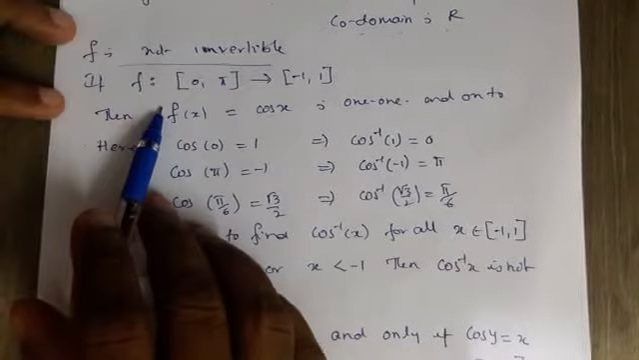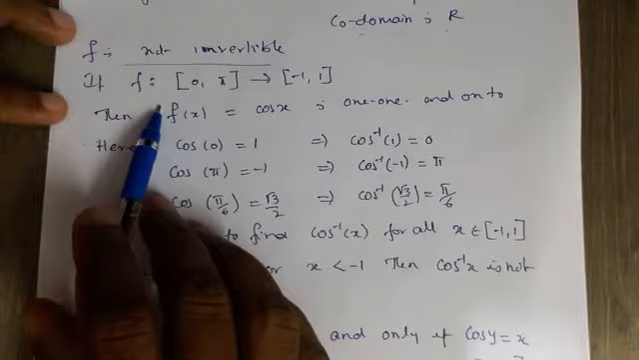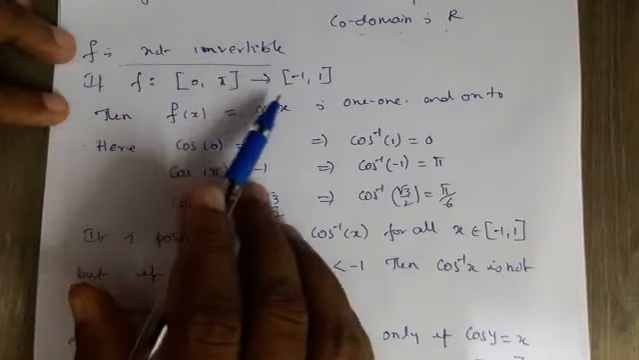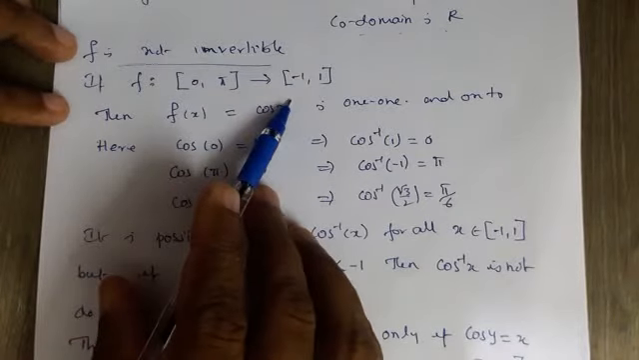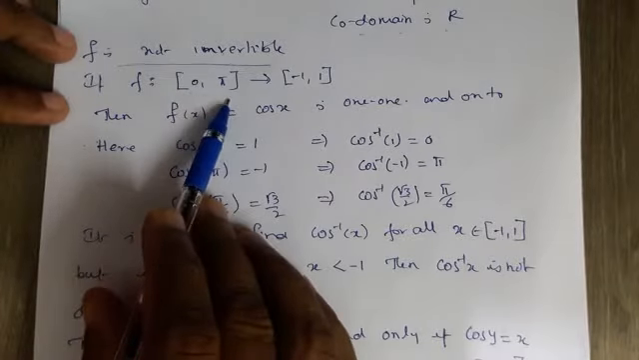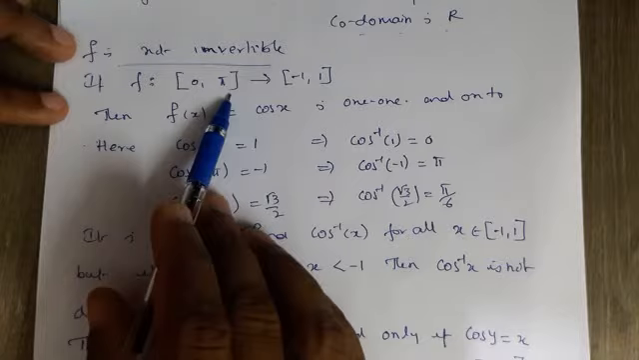Even though the function is not invertible, similar to the sine function, it is possible to make it invertible by changing the domain and codomain of the function. Now here let us take the domain of the function as 0 to pi. Here we cannot take the domain as minus pi by 2 to plus pi by 2, because f of pi by 2 is also 0, and cos of minus pi by 2 is also 0.